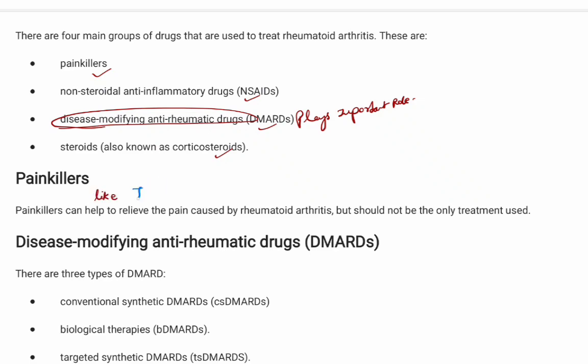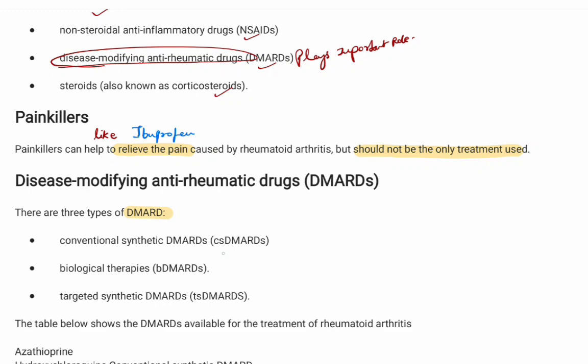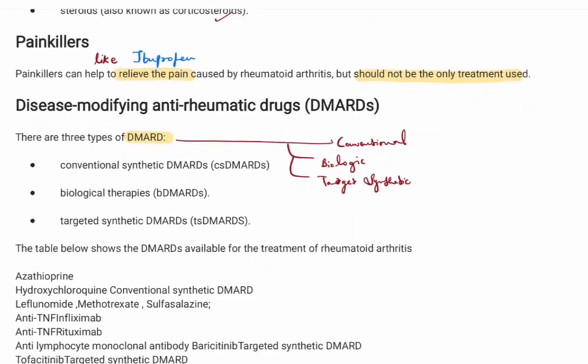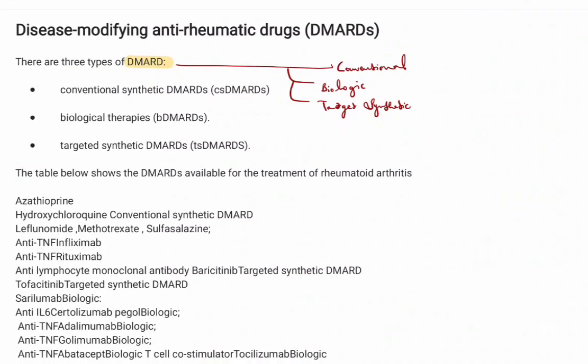Painkillers like ibuprofen can help to relieve the pain caused by rheumatoid arthritis, but they should not be used as a treatment only. Now, DMARDs, that is disease modifying anti-rheumatic drugs, have 3 types, that is conventional, biologic, and targeted synthetic DMARDs.